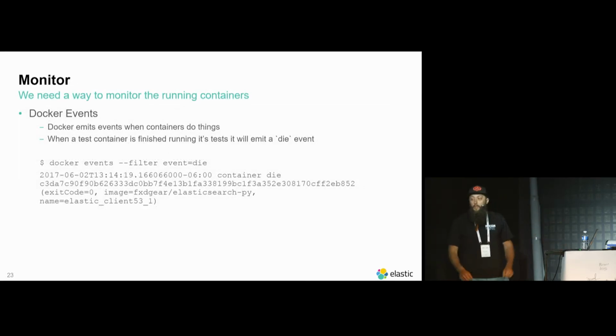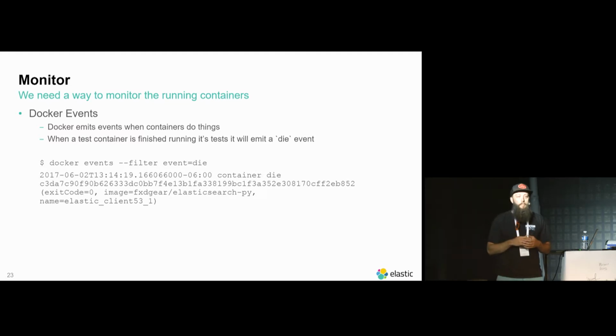And then next, we need a way to monitor what's going on. How do we know when the tests have finished running? When do we know that things are done? This kind of stuff. So Docker provides an event stream. The docker events command will give you a help entry into that. But what we can do is filter on a specific event that we're interested in, and that is the container die event. And what that means is the container stopped running. We can specify this filter, event die.